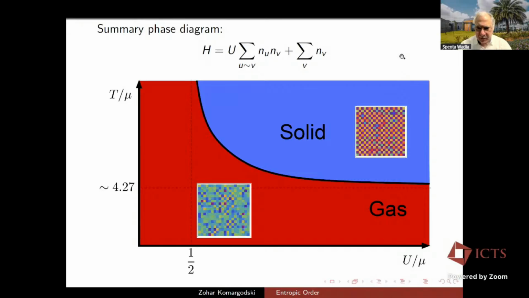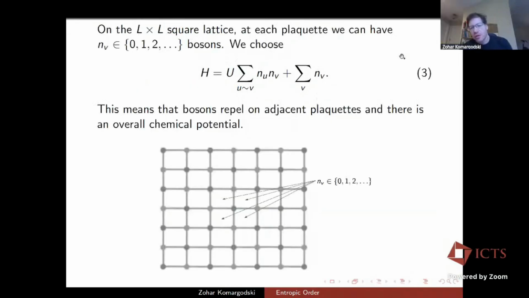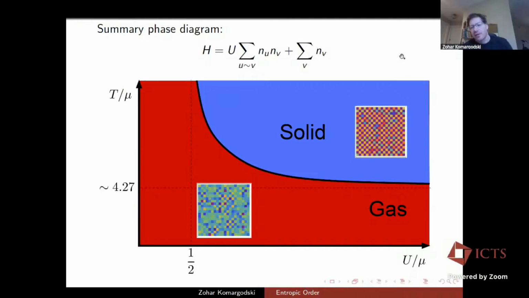Okay. So let's first analyze. First of all, the model with the unbounded integer is completely well defined. You can prove mathematically that the partition function exists. So let's analyze what it does.